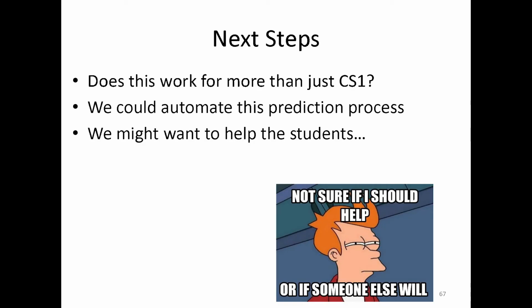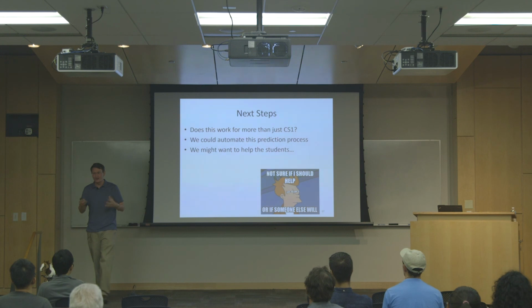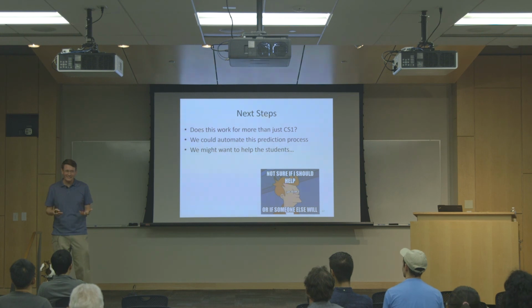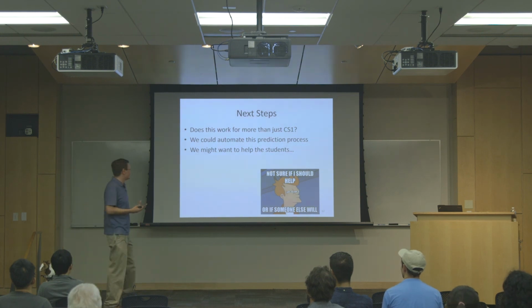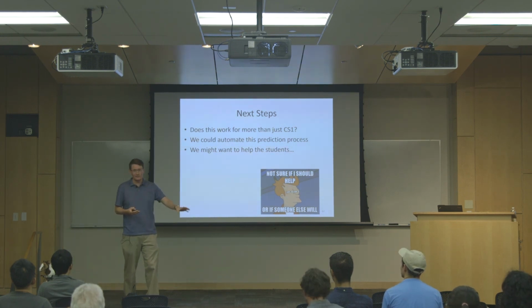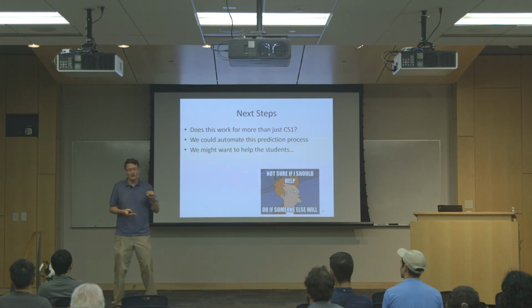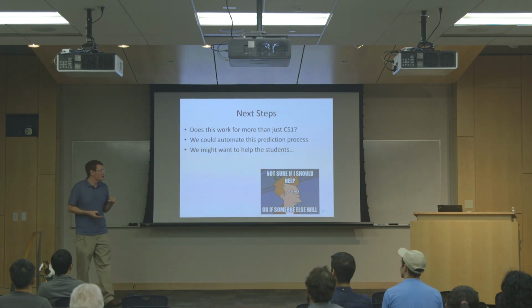We might actually want to help the students, right? So there's this whole body of work of, I want to predict who's in trouble and then do nothing about it. Like that's not right. Right now all I can do is essentially tell the students, I think you're in trouble of failing. That's probably not the right thing to do. So we need to think about what the right interventions are.